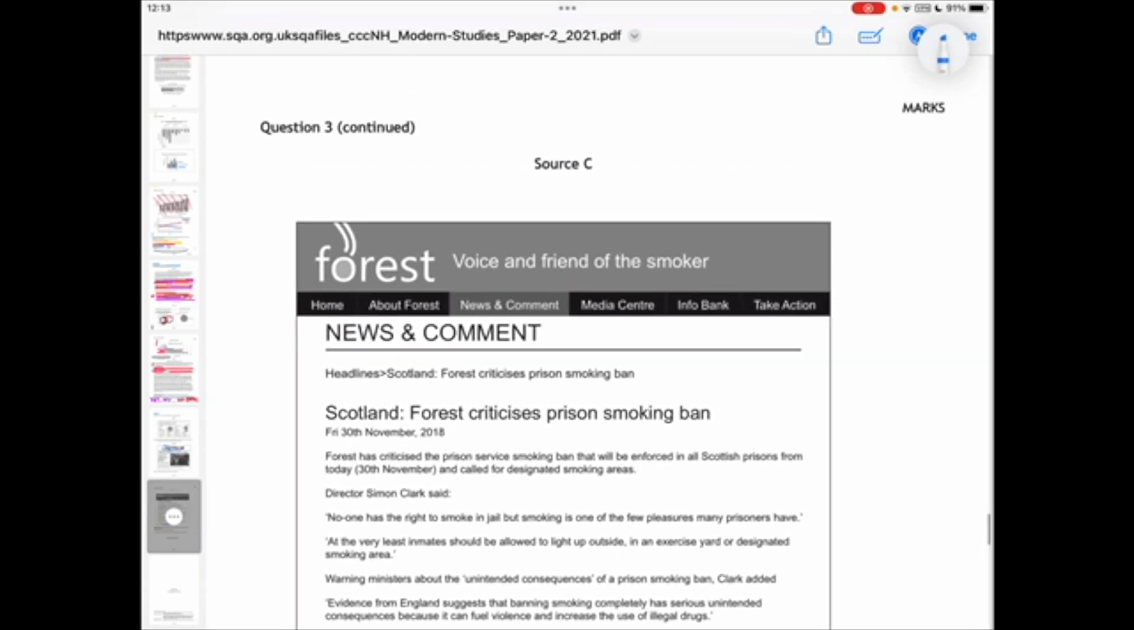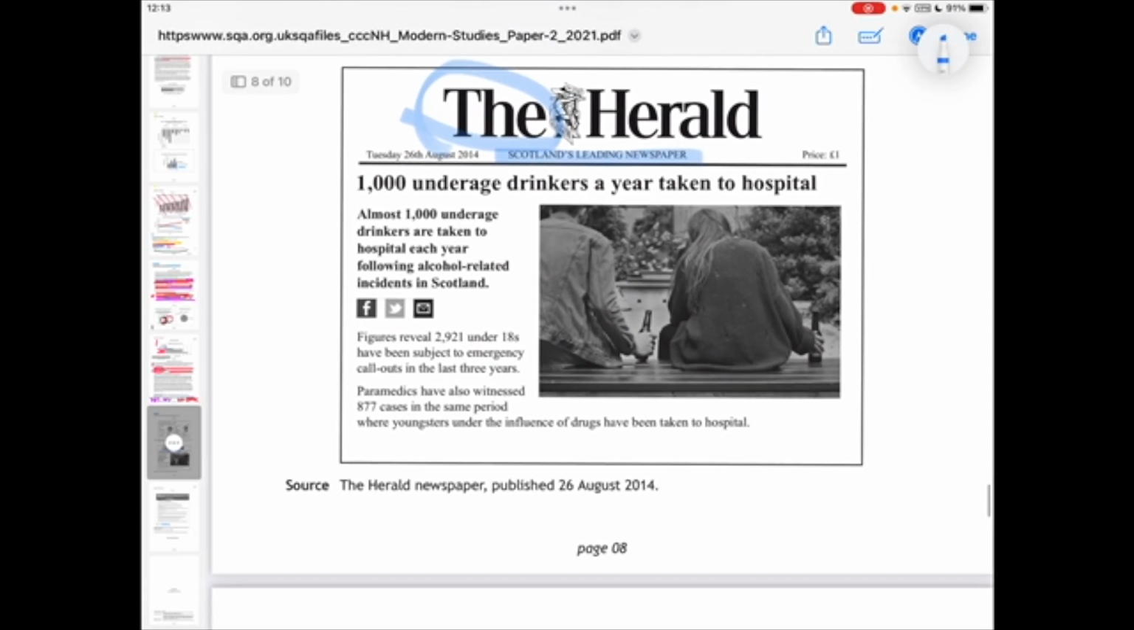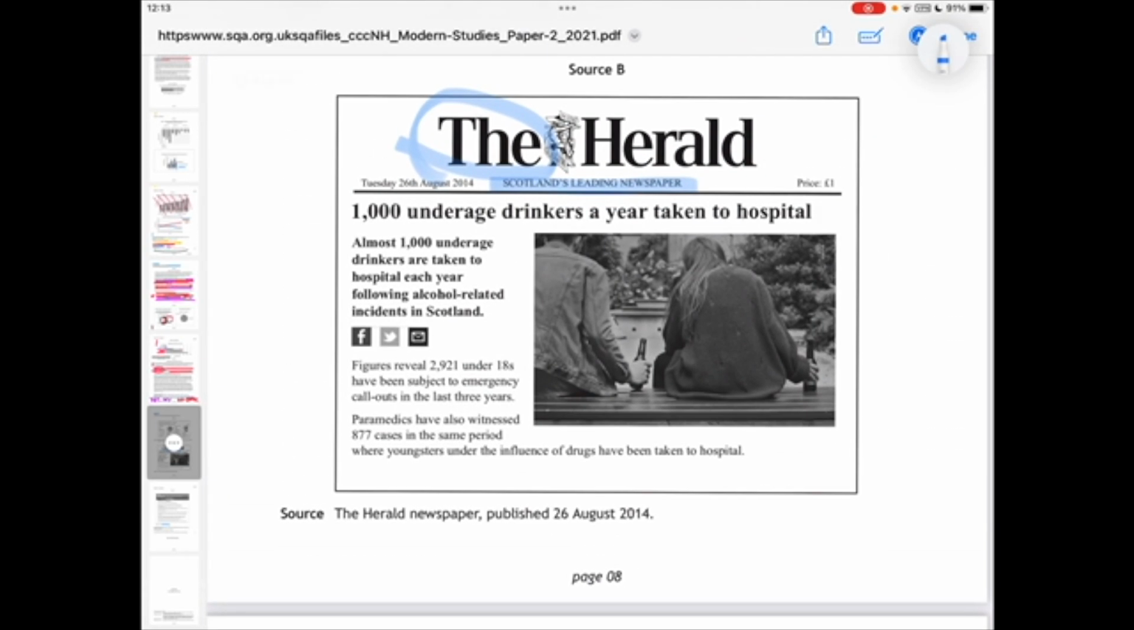So the one we'll do is source B. Let's examine this and decide exactly why it is reliable or why it could be considered unreliable. First thing is the fact that it's the leading newspaper. We've already highlighted that. That sounds pretty good. I would trust the leading newspaper if I was looking for information. The second thing we can see is that they have quoted figures.